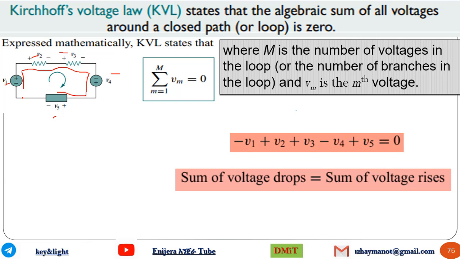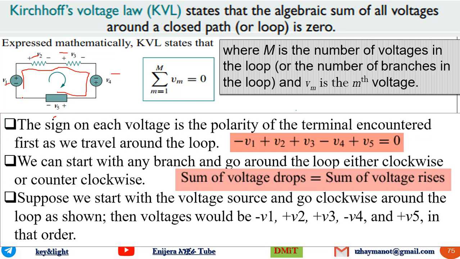Therefore, the sum of the voltages in a closed loop is zero, where the index indicates either the source or the element, and m is the number of voltages in the loop. The sign on each voltage is the polarity of the terminal encountered first as we travel around the loop. So we can start with any branch and go in any direction, counterclockwise or clockwise.